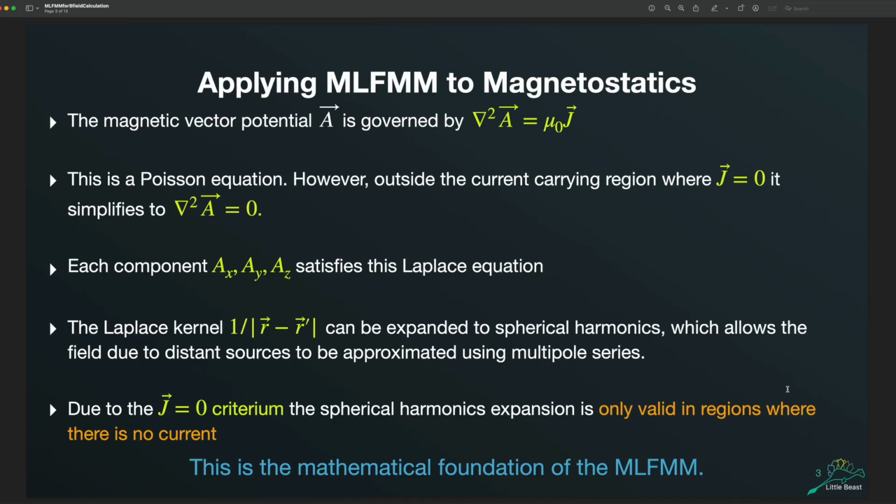And therefore, this Laplace kernel, 1/r, can be expanded in spherical harmonics. And that's an important point, because inside the current region, this equation is not valid. You cannot use the solution of the Laplace equation, spherical harmonics, for when J is not 0, and that's a very important point. So that's why it's valid.